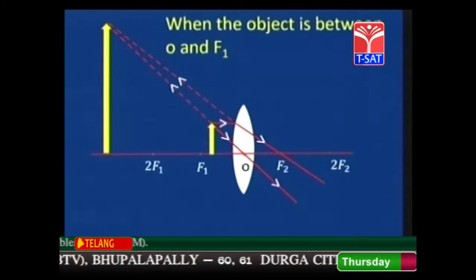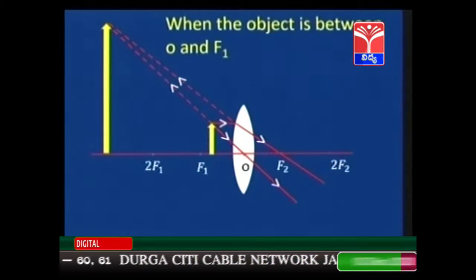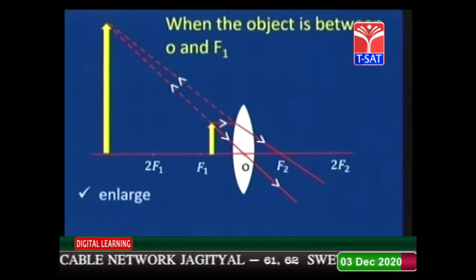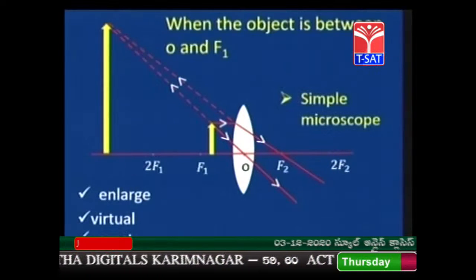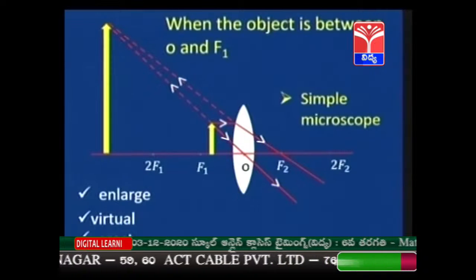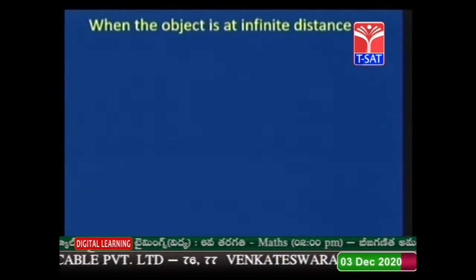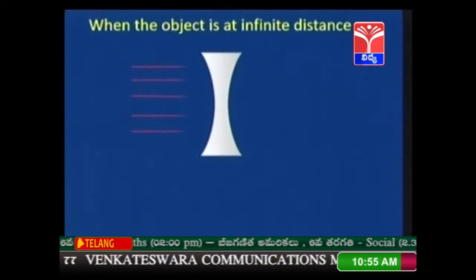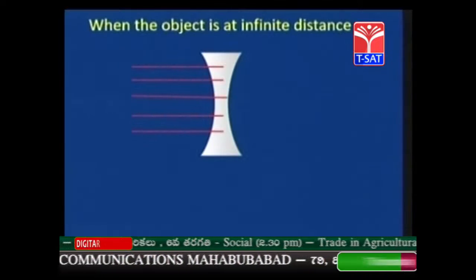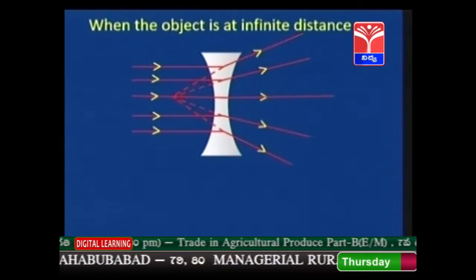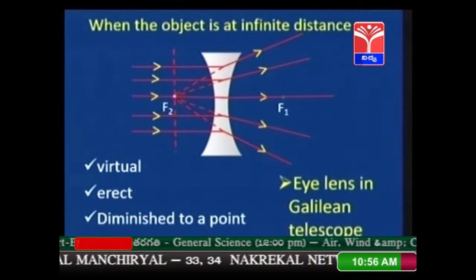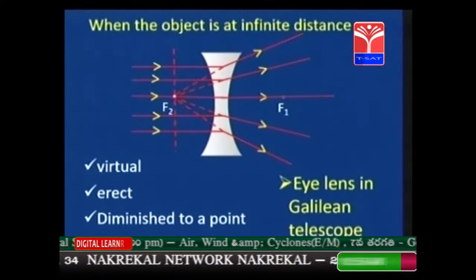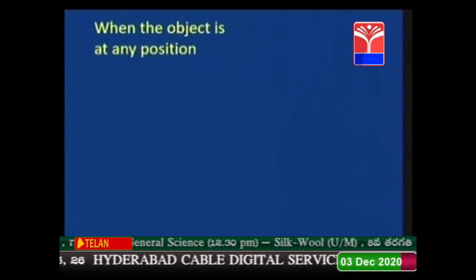So you can see, children, this image is a highly enlarged image, which is an erect, virtual image. This phenomenon is used in the simple microscope. When the object is at infinite distance for a concave lens, the light rays are parallel and diverged. This is the focus. The image is virtual, erect, and diminished to a point, and this phenomenon is used in the eye lens of the Galilean telescope.